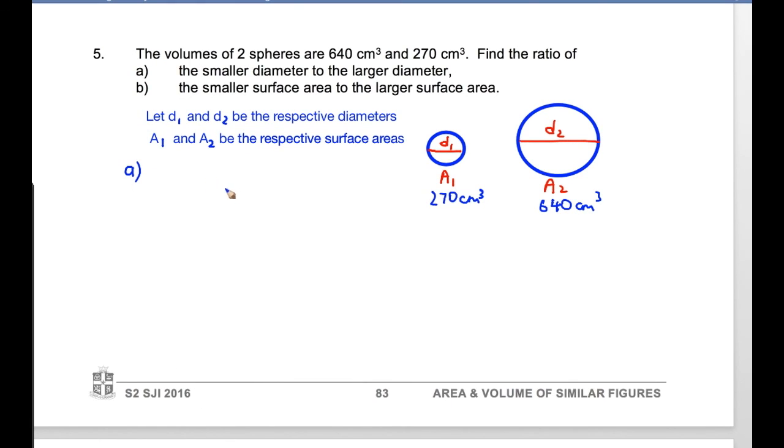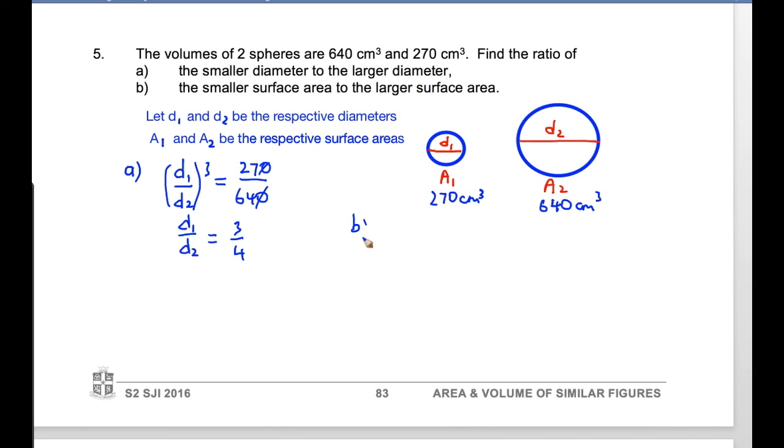In this sum, we are given the volumes of two similar spheres, which are 270 cm cubed and 640 cm cubed. And in part A, we need to find the ratio of their diameters. The ratio of their diameters cubed is equal to the ratio of their volumes for similar figures. In this way, we can find the ratio of their diameters as required by taking the cube root to give us 3/4.